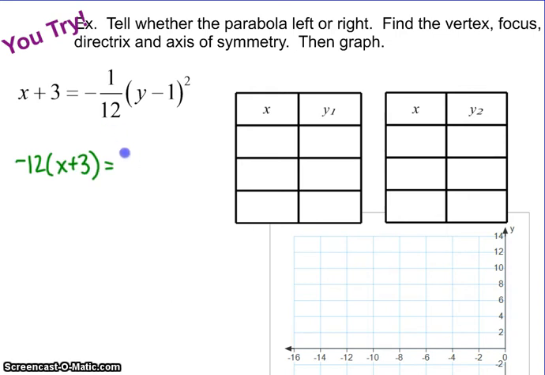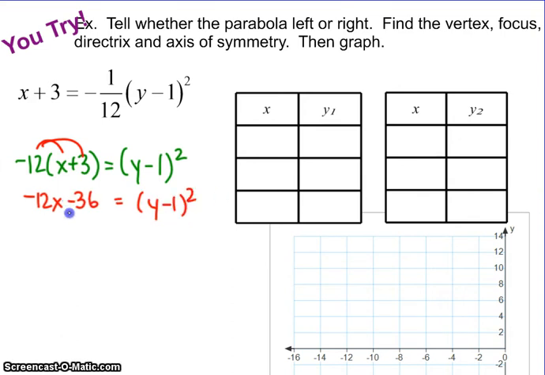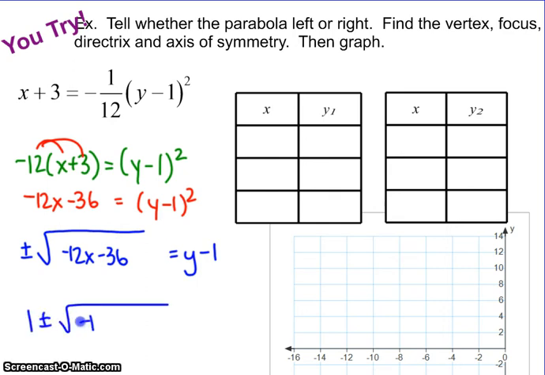I get a positive y minus 1 squared. So let's go ahead and distribute that -12 in. So -12x minus 36 equals y minus 1 squared. Square root both sides, we have plus or minus the square root of -12x minus 36 equals y minus 1. Add 1 to both sides: 1 plus or minus the square root of -12x minus 36.